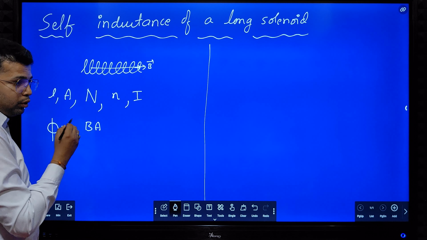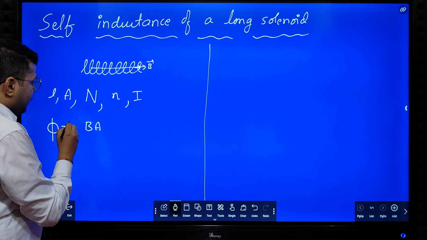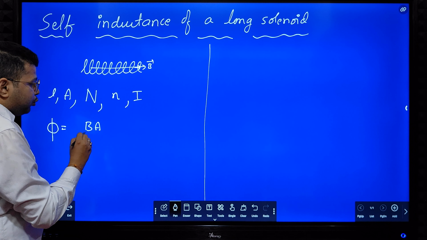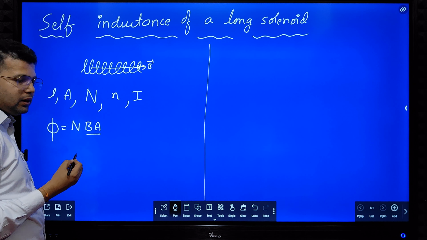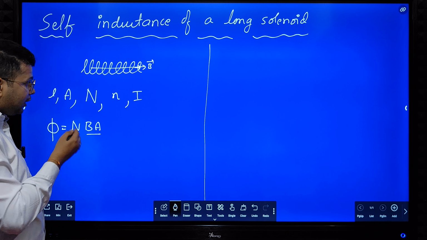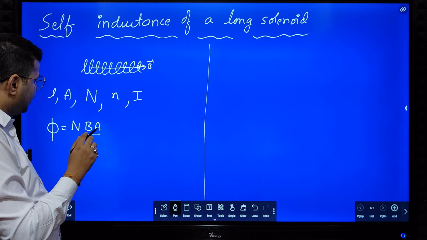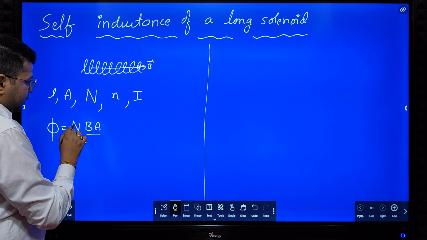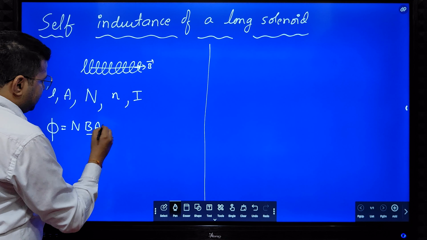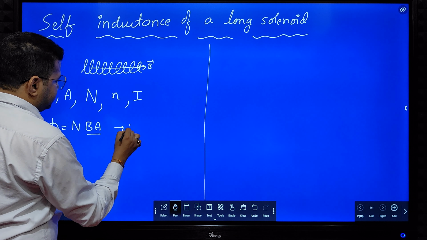Flux is equal to B into A, but that flux is due to one turn. If there are N turns, then flux is equal to N into B into A. Flux through the solenoid is given by N into B into A. Let this be my equation number 1.